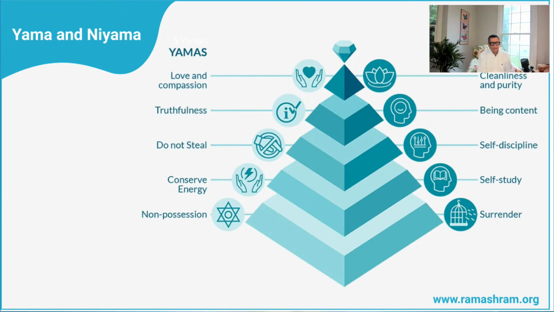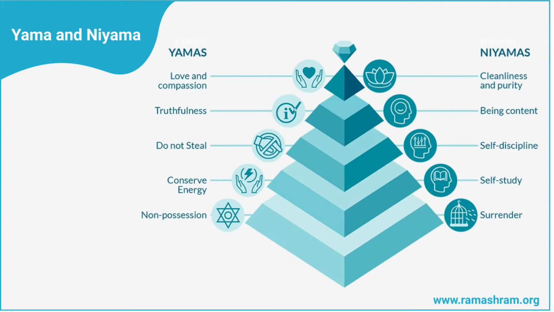Now, yamas and niyamas are the other 2 at the bottom layer. Here there are 5 yamas and 5 niyamas. If you really look at it, there are 5 things you want to give up and 5 things you want to acquire. What you want to give up is violence, lying, stealing, dissipating energy, and having too much of possessions. What you want to acquire is cleanliness, being content, self-discipline, self-study or introspection, and then surrender, which is another deep concept.